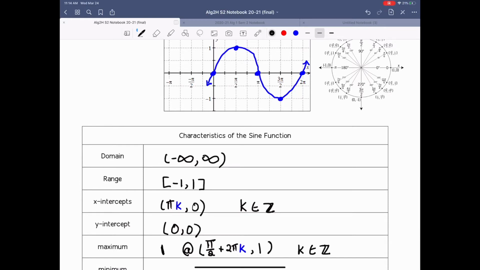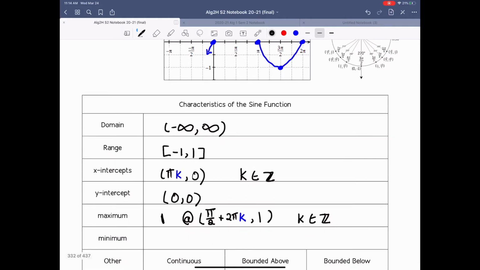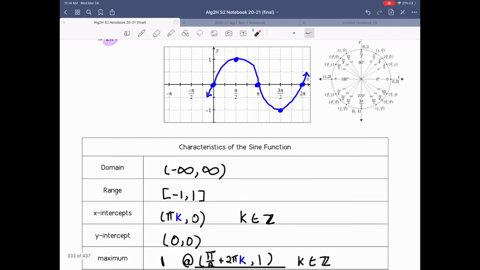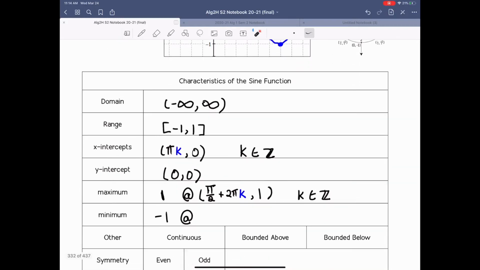All right, moving down to the minimum. So the minimum, as we said when we were talking about the range, is negative 1, but specifically, where is the minimum happening? Well, on this first graph here, the minimum was taking place at 3 pi over 2, comma negative 1. So what that tells me is that if I were to go another interval of 2 pi, I would find that 3 pi over 2 plus some multiple of 2 pi, or 2 pi times some integer k, comma negative 1, that's going to give me another minimum. And again, k is an integer.